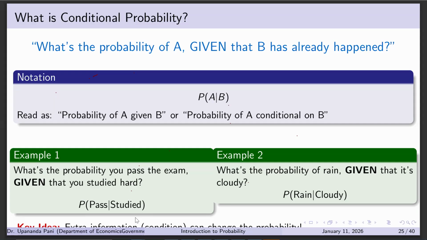Okay, very good. Excellent. So now let's try to understand what conditional probability is. What is the probability of A given that B has already happened? The notation is probability of A given B. You read it as probability of A given B, or probability of A conditional on B. It means: what is the probability that you will pass the UGC NET exam given that you have studied hard?